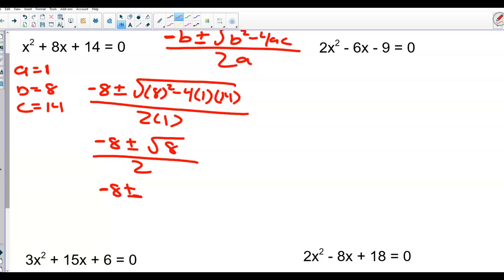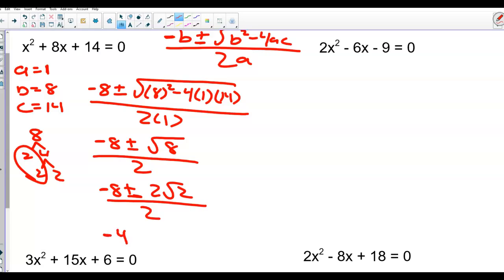Negative 8 plus or minus, if I can simplify that 8, I must do so. In this case, I can. It becomes 2 root 2 over 2, and the answer needs to be split up. Negative 8 over 2 is 4, plus or minus 2 over 2 is 1, so it's literally just root 2. And that is your answer.